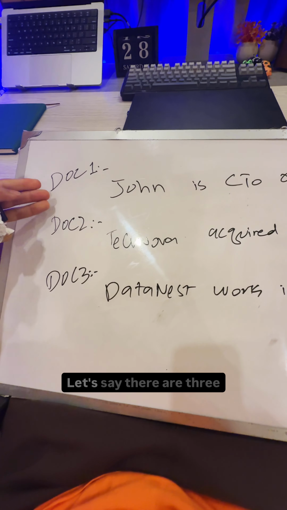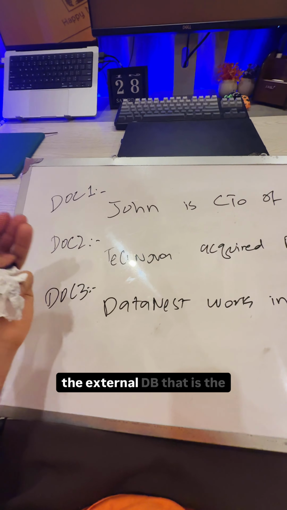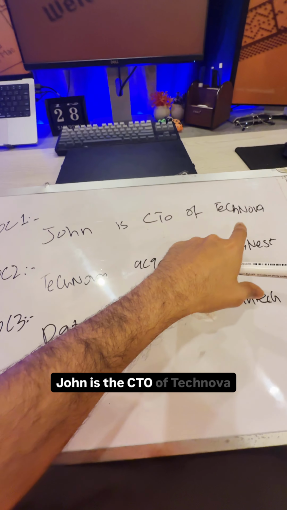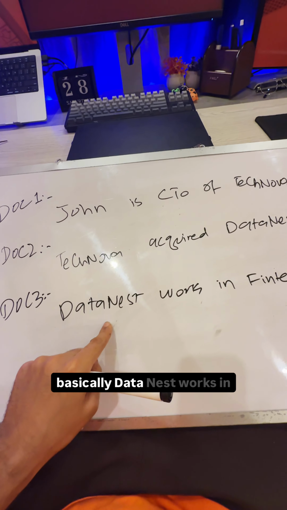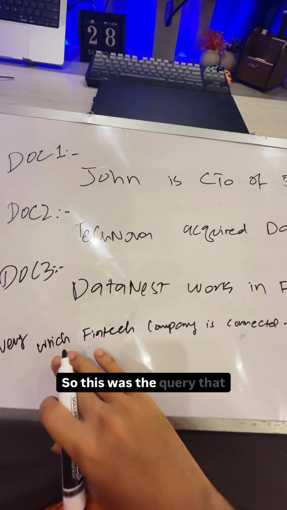Let's take an example. Say there are 3 docs stored in the external DB. Doc 1: John is the CTO of Technova. Doc 2: Technova acquired DataNest. And doc 3: DataNest works in fintech. So this was the query: which fintech company is connected to the CTO of Technova?